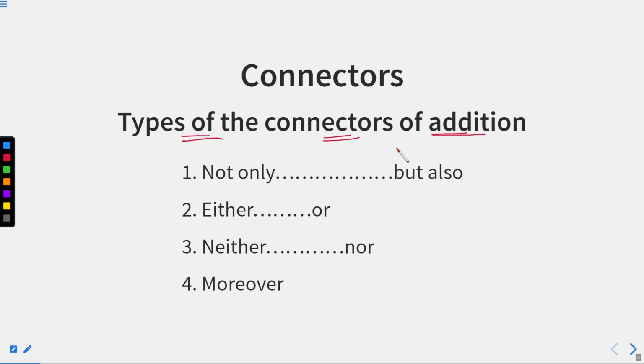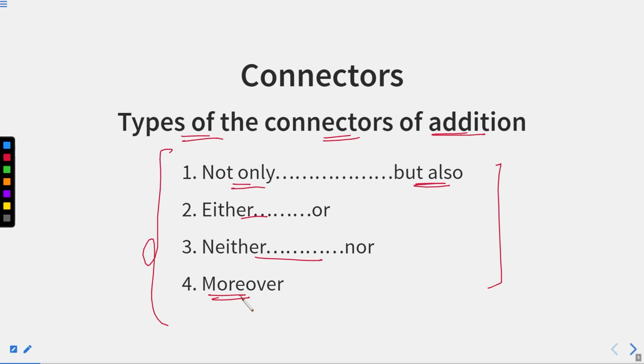It means these connectors of addition can be classified into various types. Now, what are the types of connectors of addition? Let us see them over here. Well, we have not only but also. Actually, those which are basically pair conjunctions, they can be single conjunctions as well. So, not only but also, either or, neither nor, these three pairs are types of connectors of addition.